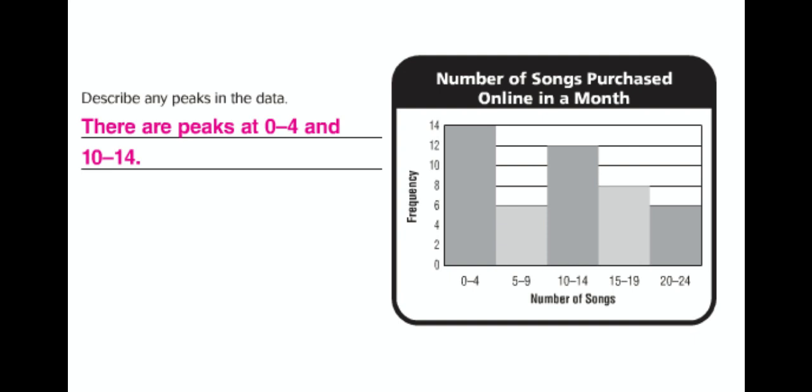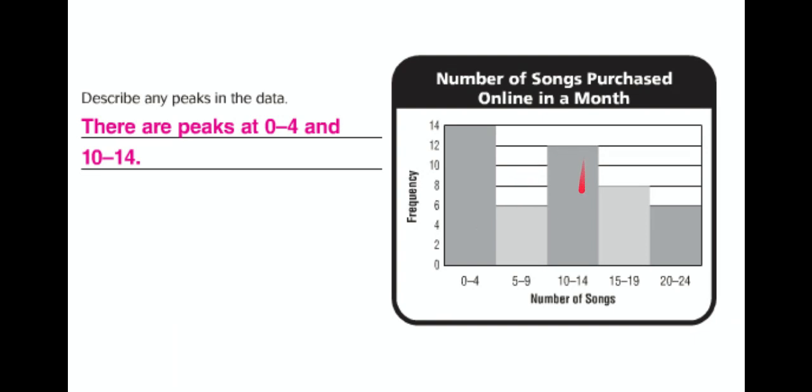Here's the answers to the independent practice for 13.7, the number of songs purchased online in 1 month. So there's actually two peaks here. We said way back when we had real school that a peak is a bar in a histogram that is clearly taller than the rest of the ones around it. So this is a peak. It's the tallest of all of the bars in the histogram.